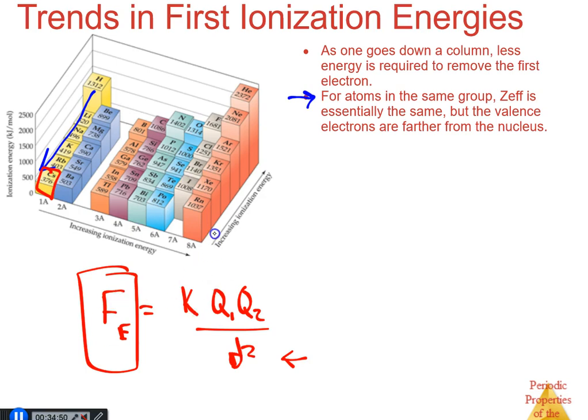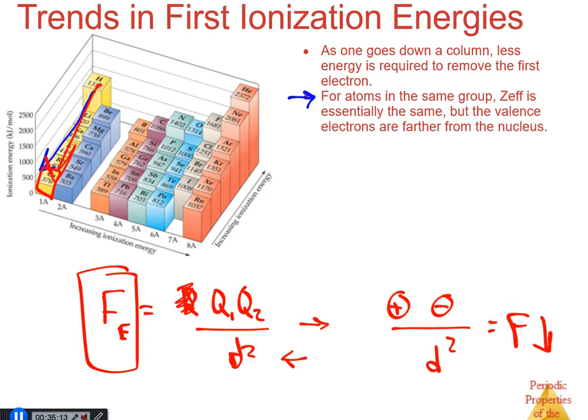Coulomb's law really governs all of this stuff. Q1 and Q2 are your two charges. K is just a constant, so we can ignore that. So let's redo this. We'll say the proton and the electron and their distance squared. That math will tell you their force. If their distance changes a ton, their force has to go down. If there's less force, it's easier to ionize it.